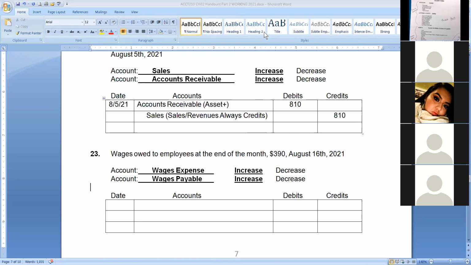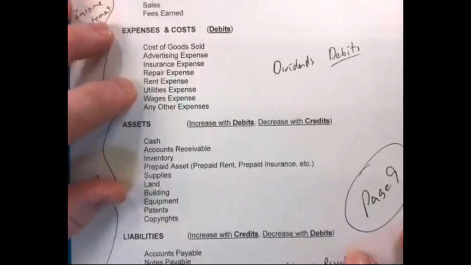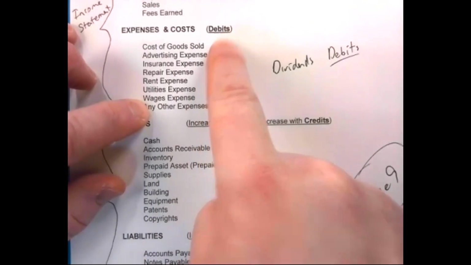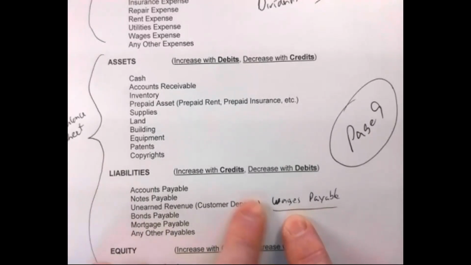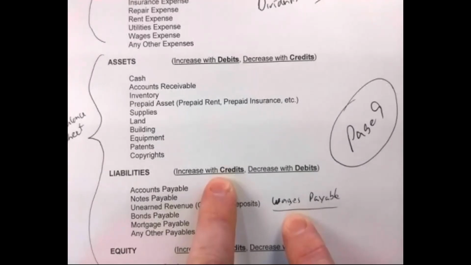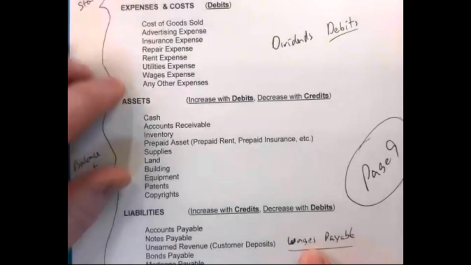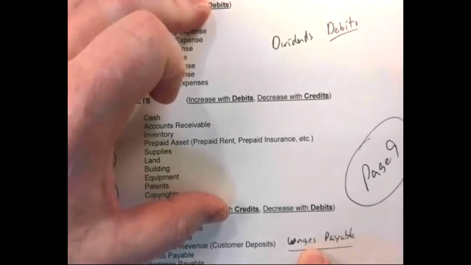So let's go to our crooked table, and wages expense will be a debit always. And I don't have wages payable. Wages payable will increase with a credit. So the expense will be the debit, and the payable will be the credit.